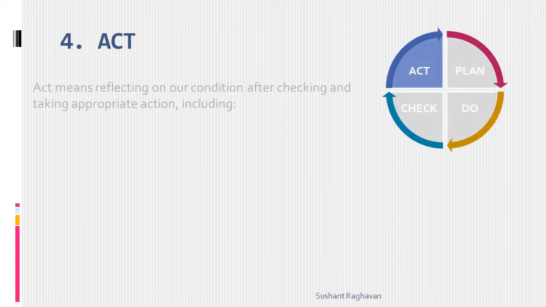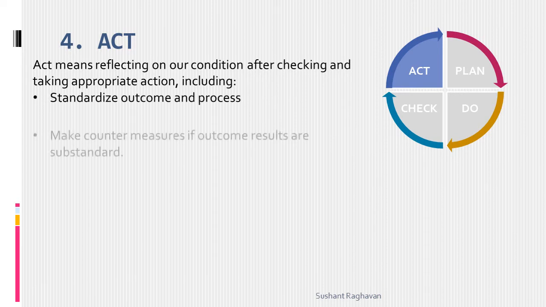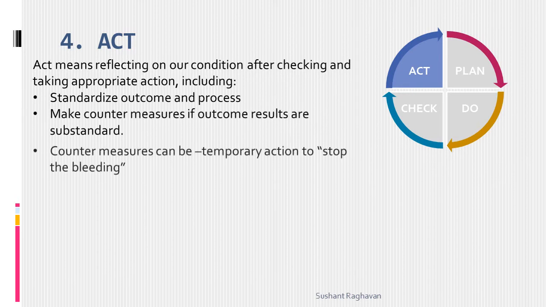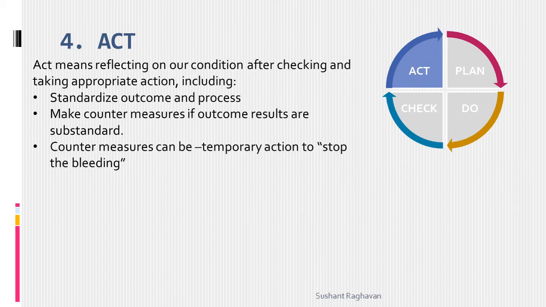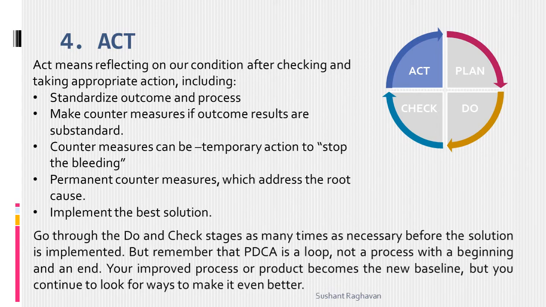Act. Act means reflecting on our condition after checking and taking appropriate action, including standardize outcome and process, make countermeasures if outcome results are substandard. Countermeasures can be temporary action to stop the bleeding, or permanent countermeasures which address the root cause. Implement the best solution, go through the do and check stages as many times as necessary before the solution is implemented.